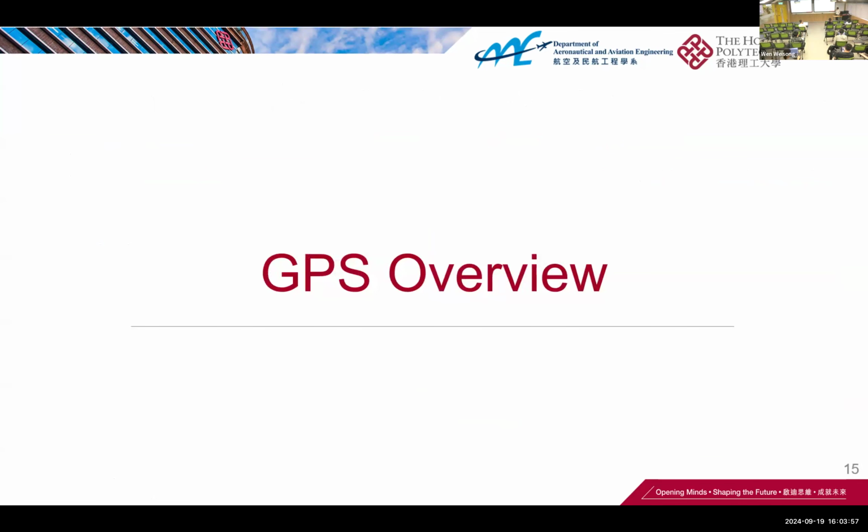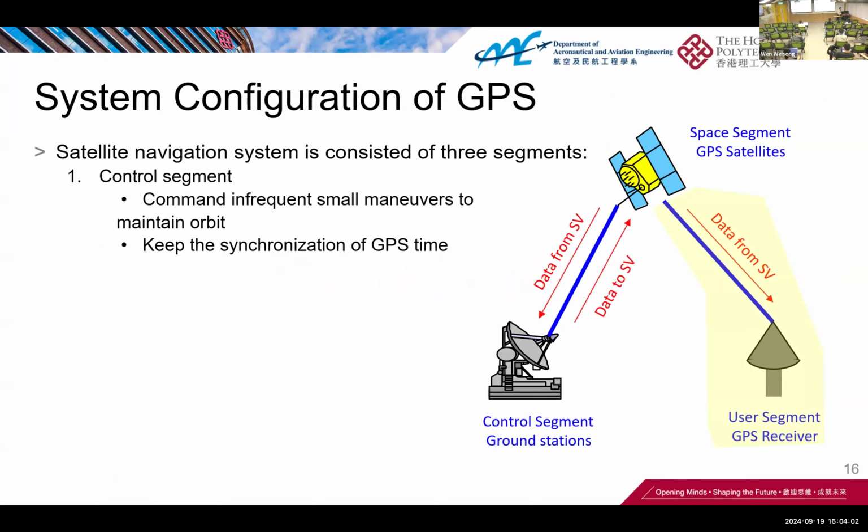Okay, so after the background, let's look into the overview of GPS. A satellite navigation system consists of 3 segments. The first one is the control segment, which commands infrequent small maneuvers. Then this is the user segment, for example smartphones. For example, I am a user, I take smartphones for positioning, right? And the satellites run along a certain orbital trajectory.